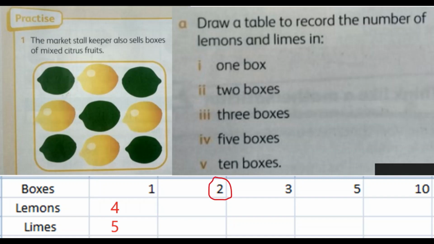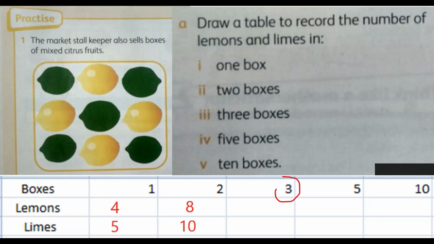So for 2 boxes, we're going to do the same thing we did in the earlier demonstration part of the video. We're just going to take the 4 lemons and the 5 limes and multiply them by 2. So for 2 boxes, we'll have 8 lemons and 10 limes.